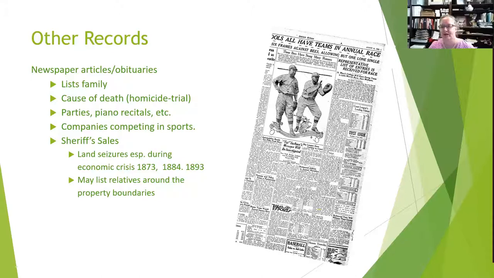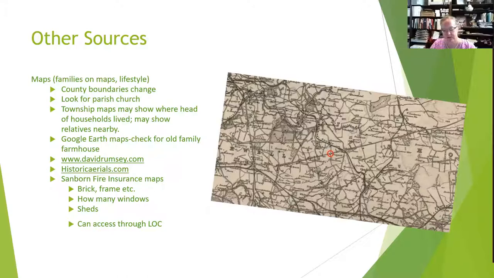Mm-hmm. Maps are also good sources to play around with. Be aware that county boundaries change and sometimes even the names of the counties change. Some people have been able to find their old family farmhouse or home still on Google Earth maps because they saw the address on the census and were able to track it back. That's kind of fun. These are all fun ways to put context to the names and the dates that you're discovering.